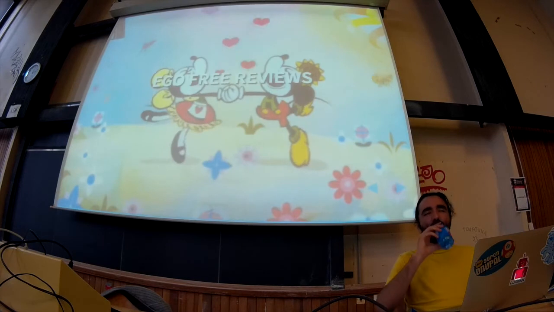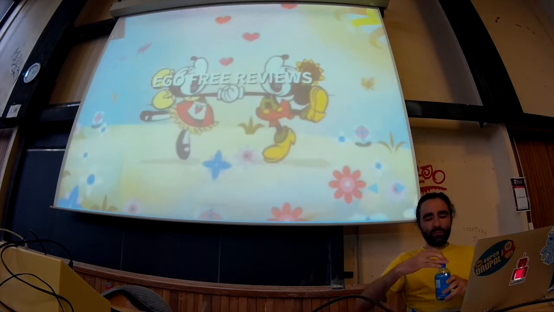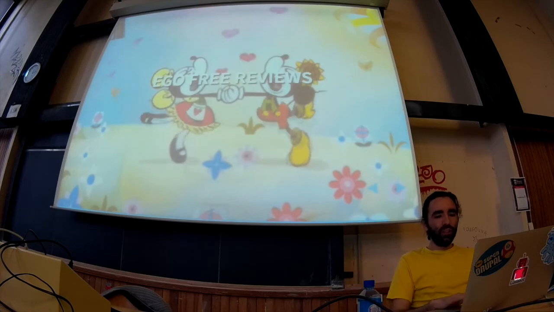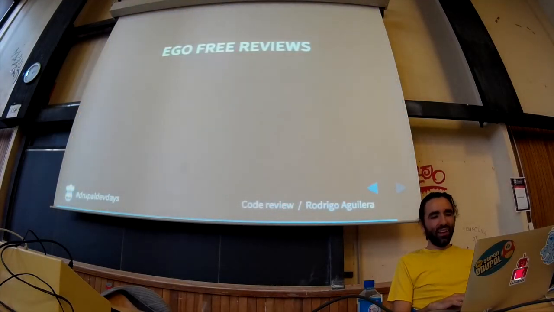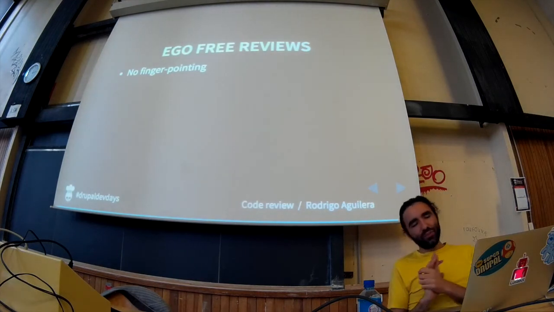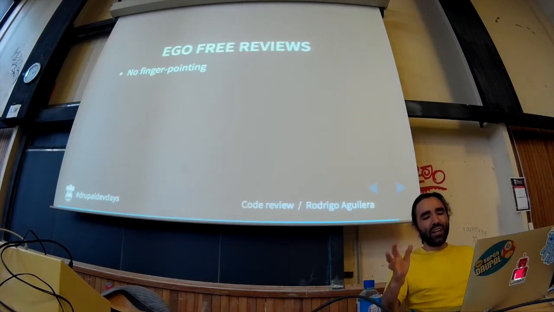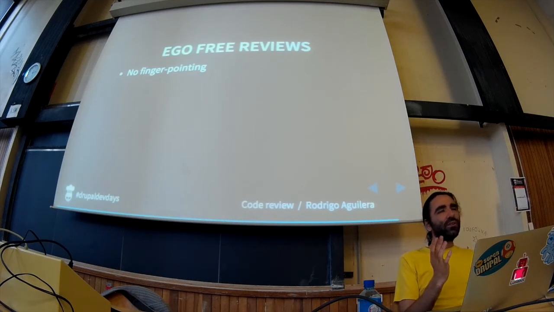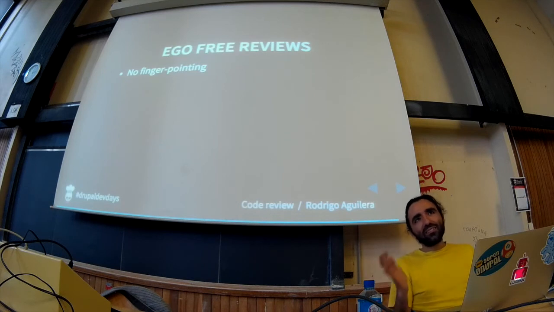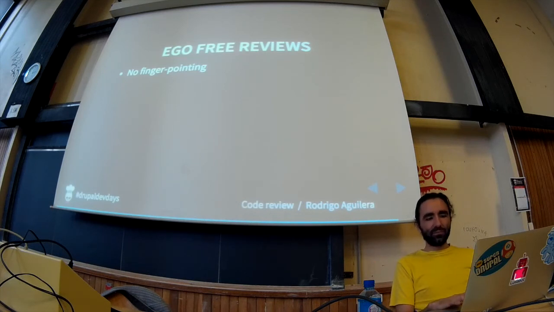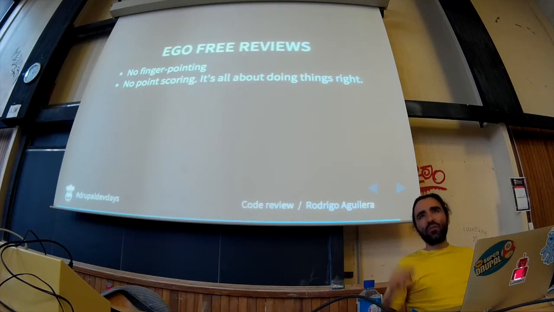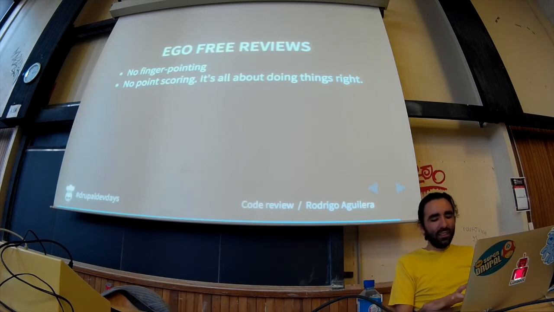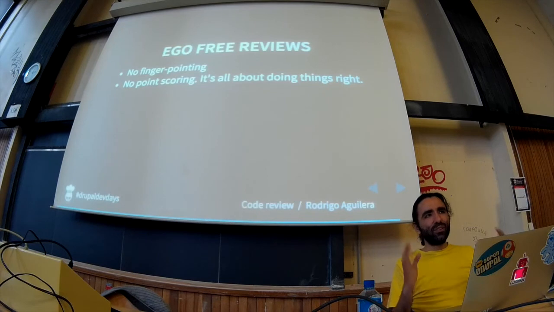Okay, some tips about getting conflicts out of the code review, doing ego-free code reviews. So first, no finger pointing, please. Not "you're doing it wrong, I know how to do it." Try to phrase everything as a question. Like, is this what we want to do? Do you think this is going to meet the requirements? There is no point scoring. Don't make a gamification of everyone reviewing everyone and trying to be better than them because they know more code.